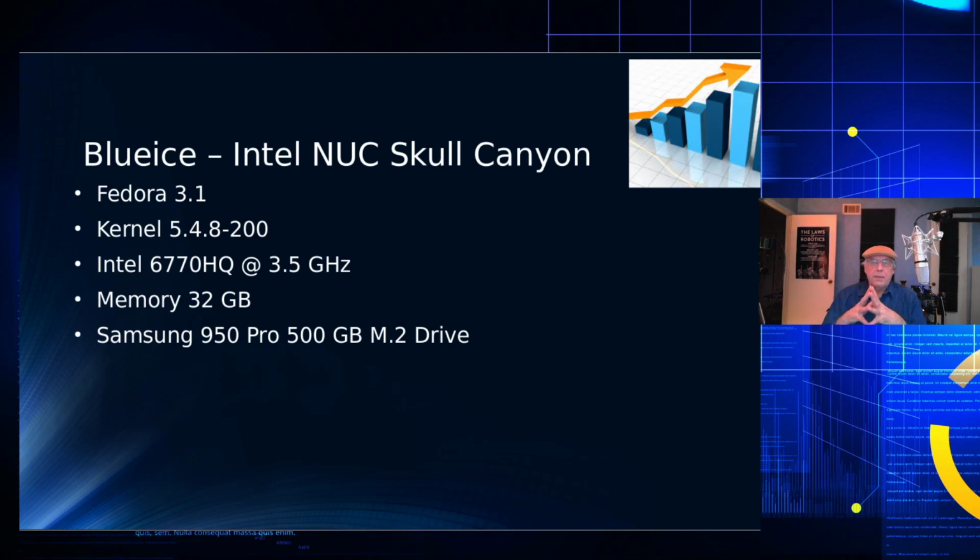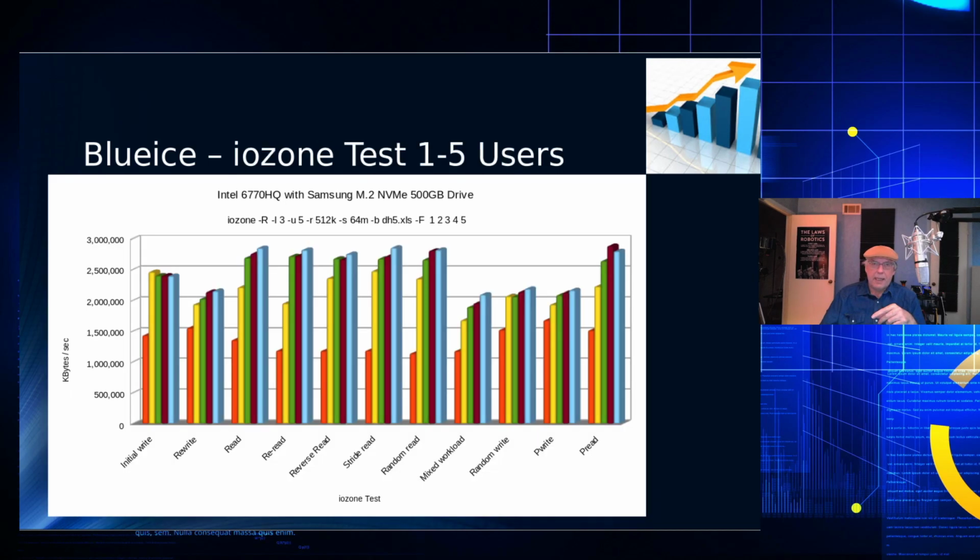Blue Ice, which is the NUC Skull Canyon, that's also Fedora 3.1. It's the same kernel as before. It's a 6770HQ, 3.5 gigahertz, 32 gig of memory in there, and it runs the 970 Pro 500. Now, in this case, because of the difference in the drives, the I/O throughput was much higher.